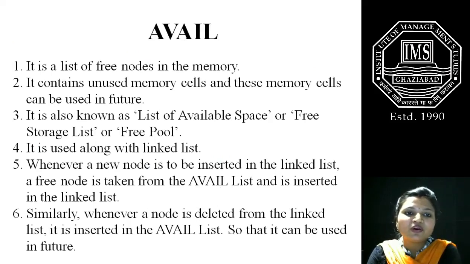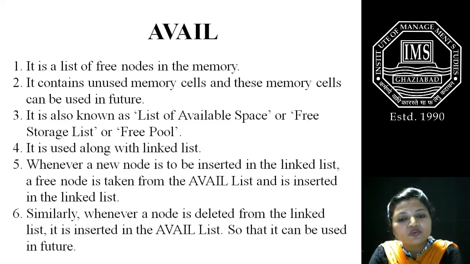Now, from where do we get this free memory? This free memory we call avail. It is a list of free nodes in the memory. It contains unused memory cells, and these memory cells can be used in future. We can say that avail is a list of free memory cells. Whenever we need space to allocate to some node, we will take it from the avail list and allocate it to the node. So it is also known as the list of available space, or free storage list, or free pool.